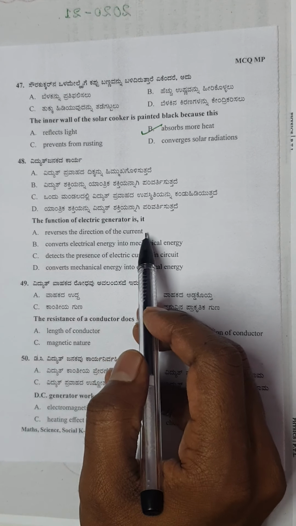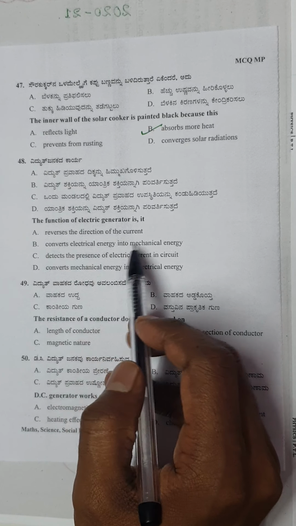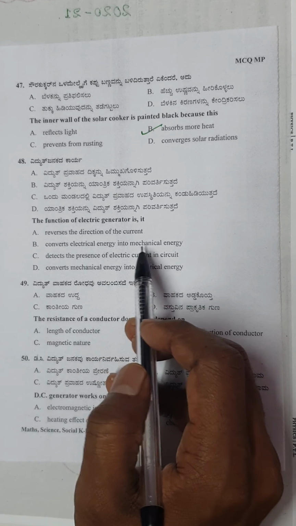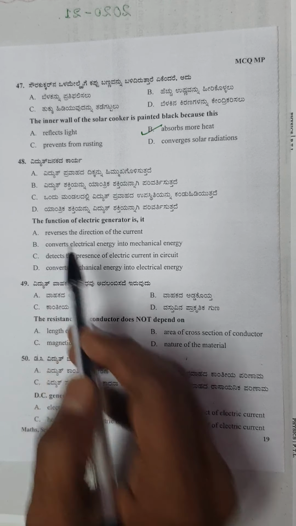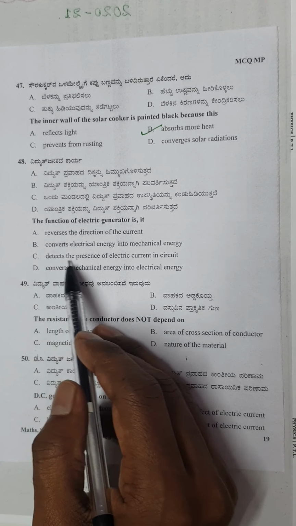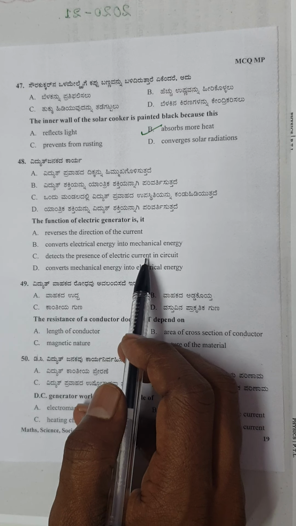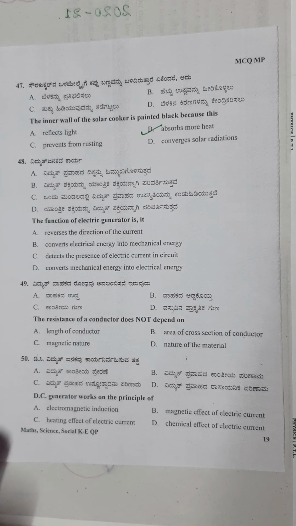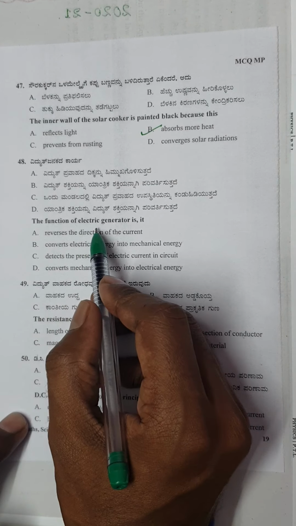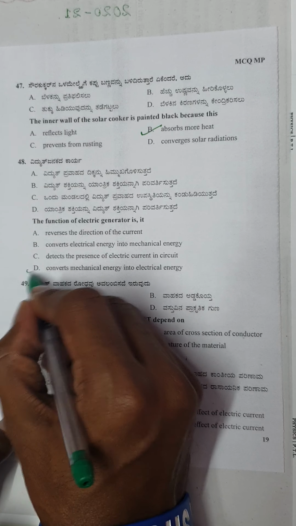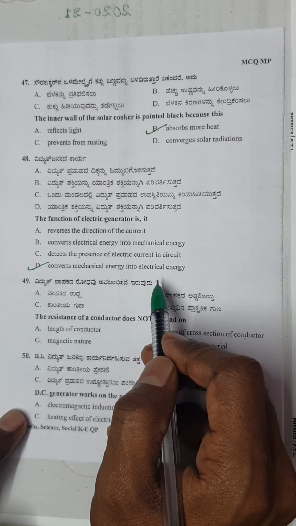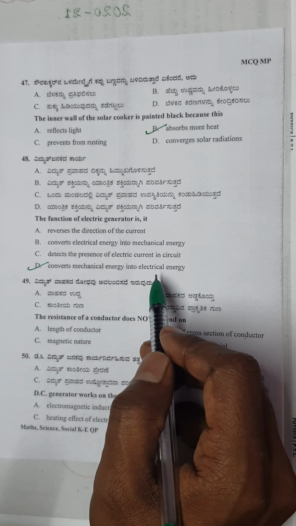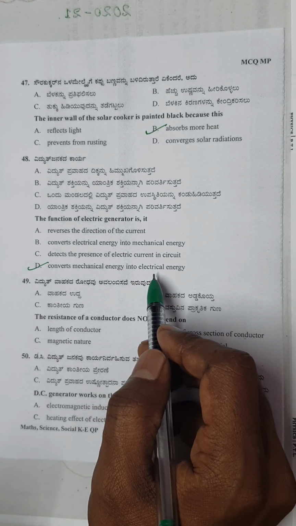Reverses the direction of the current is not right. Converts electrical energy into mechanical energy, this is also not right, because this is the duty of the electric motor. Going on to option C, detects the presence of electric current in circuit, is also not right. So for question 48, the function of an electric generator is that it converts the mechanical energy into electrical energy. It's a straightforward question. The function of a generator, you should know it.